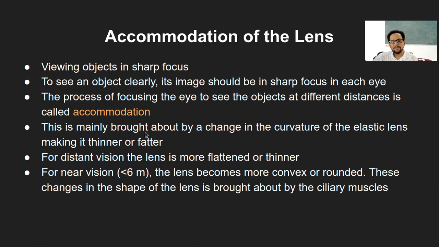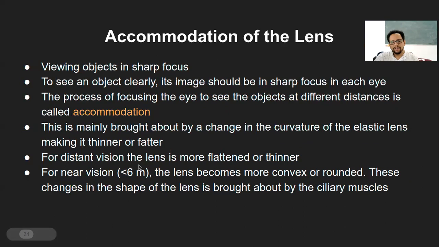This is mainly brought about by changes in the curvature of the elastic lens to make it either thinner or thicker. We know that on the side of the lens there is the suspensory ligament and the ciliary bodies. If they stretch the lens towards the sides, obviously the lens is going to become a little flat. That is thinning of the lens. Or if the suspensory ligament and the ciliary body relax, it will bring the lens back to its position, and that way the lens will become a little thicker or fat at the center.